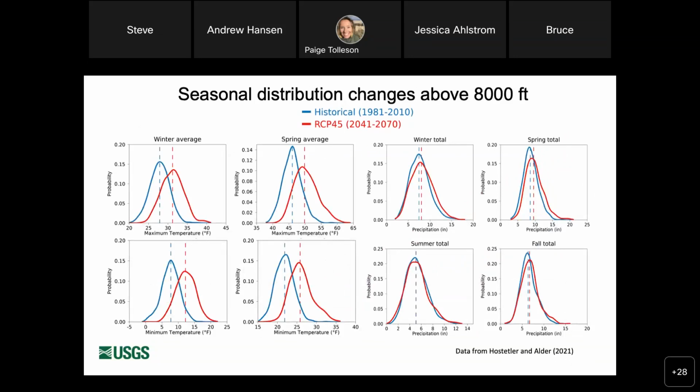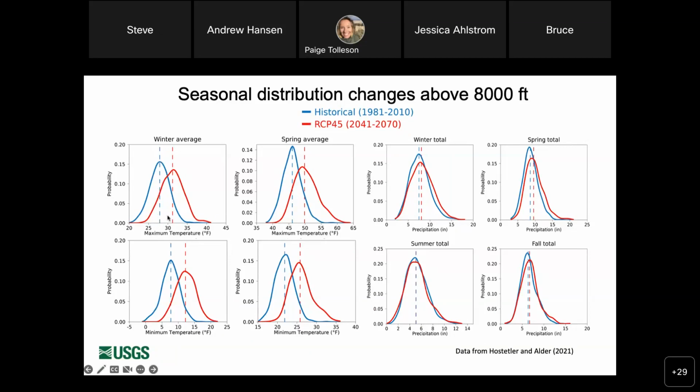Another way to look at these changes, which sometimes makes it a little clearer, is to look at the distributions. What I'm showing here on these plots, at the top on the left here, is maximum temperature: maximum winter average temperature and maximum spring average temperature, for the historical in blue and RCP 4.5 in red. The dashed lines are the averages or the median for the models for that period.